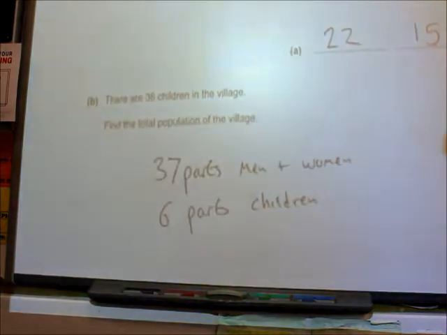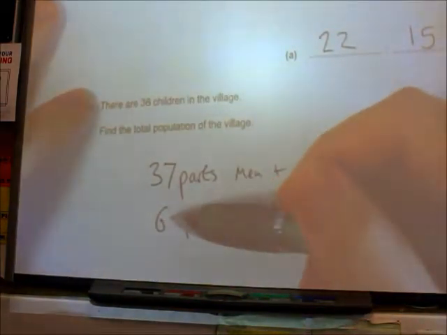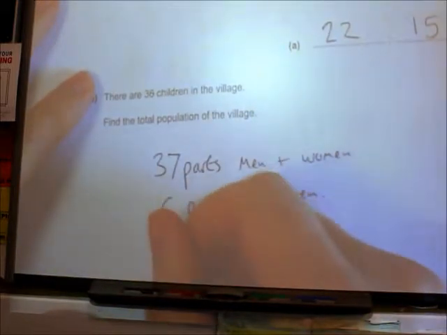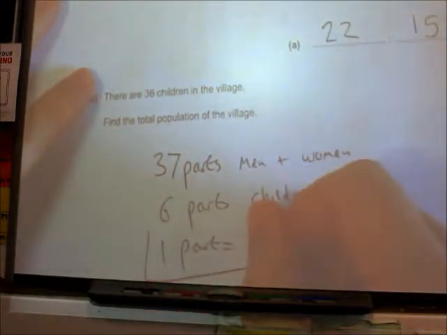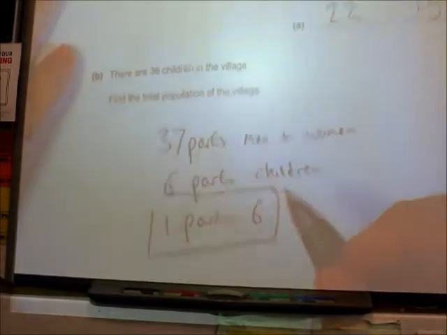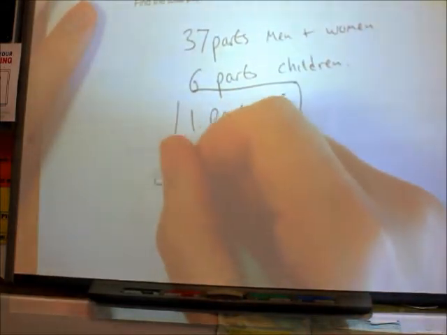So if there's 36 children in the village, and that represents 6 parts, that must mean one part is 6. So one part is 6. And how many parts do we have altogether? Well, we've got 37 add 6, so there's 43 parts altogether.